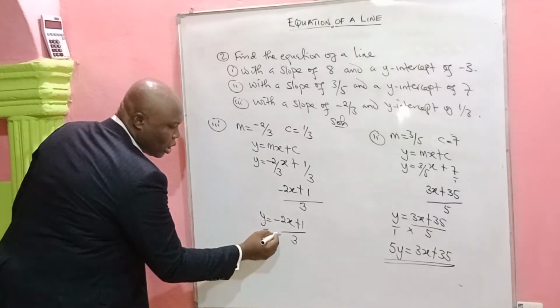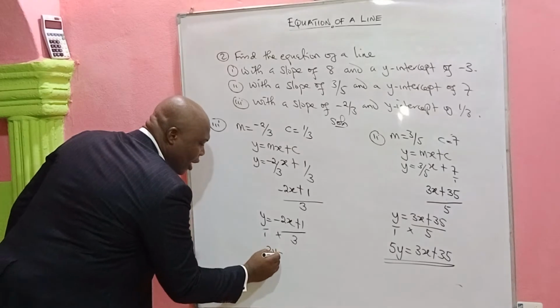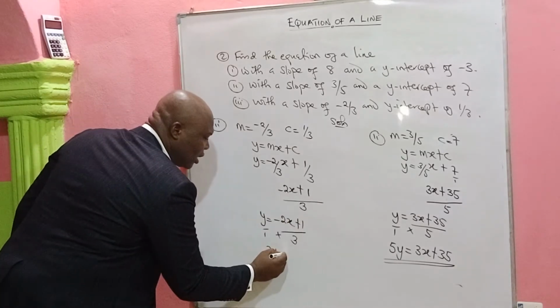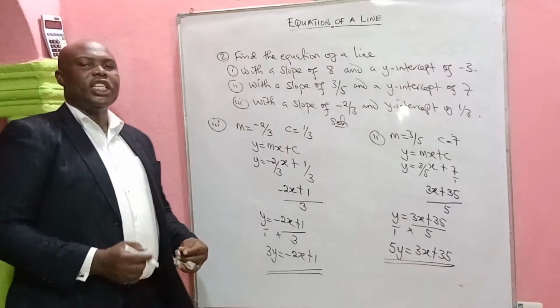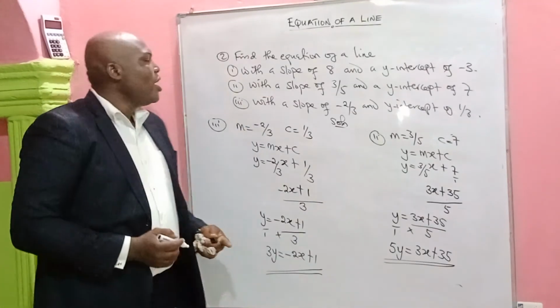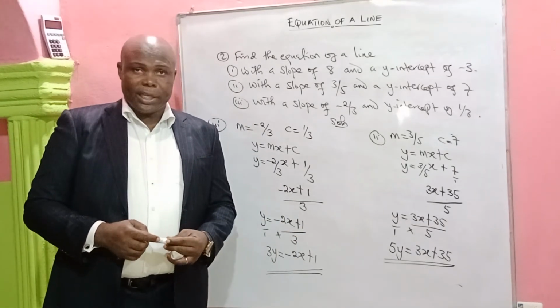So we make this over 1 and cross multiply. So 3 times y will give us 3y is equal to 1 times the whole of this, which will still give us minus 2x plus 1. And that is the equation of the line with the given slope and the given intercept. Please take note of that.